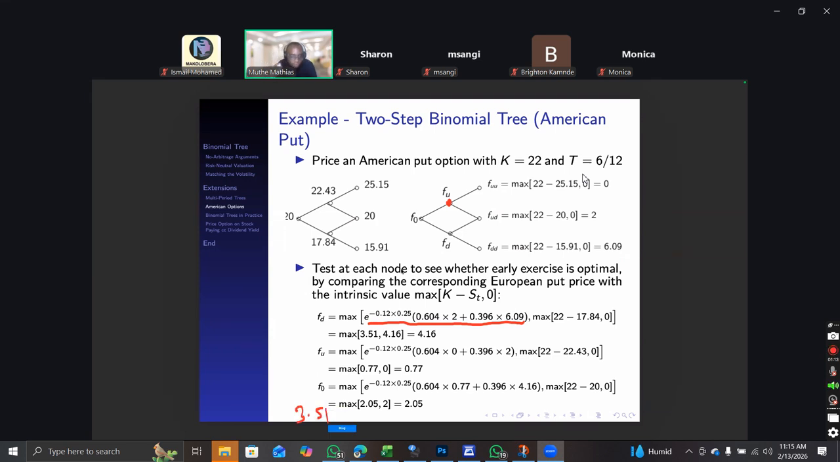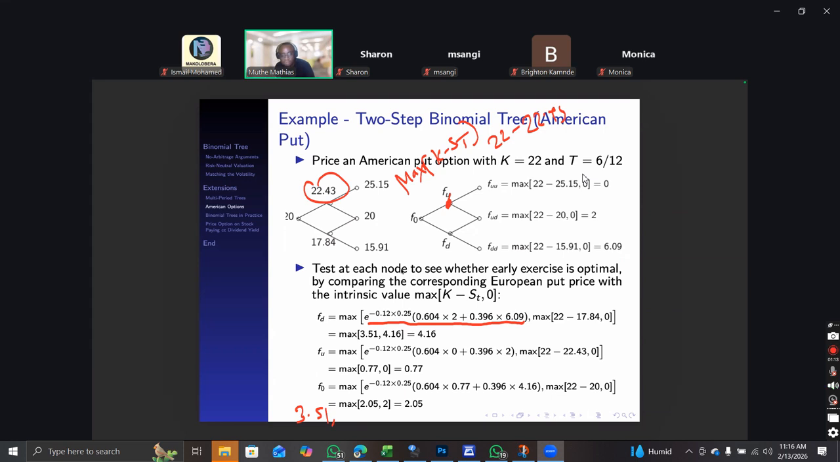Then we move on. But in American, you don't have to move on. You have to ask yourself, because there is also the possibility for you to exercise at that point without going to maturity. So I have to ask, what is the payoff here again if I just exercise everything here? Here I know the payoff will be the maximum of K minus ST. So what is K? K is 22, and then subtract the stock price, which is 22, put 43, right? So when you subtract there you get negative.